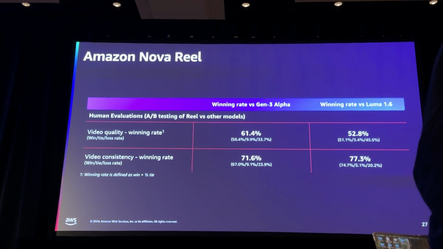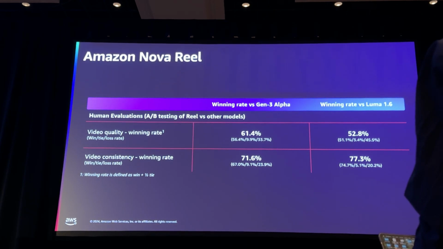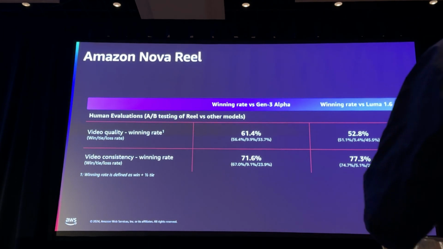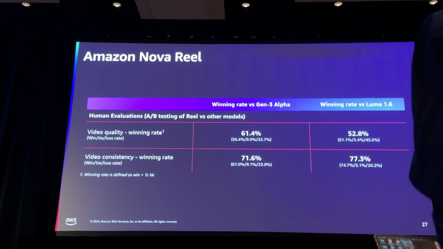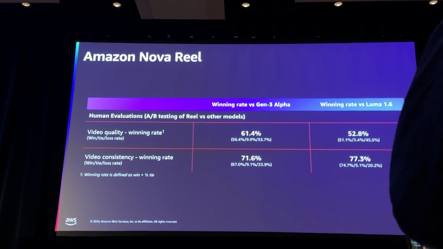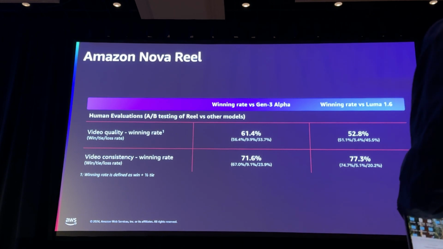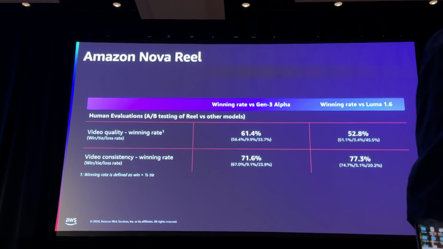The second aspect that we ask the annotators to look at is consistency. We want the foreground to be consistent and we want the background to be consistent, so it makes it very easy for you as customers to use our models. In terms of consistency, we did much better, and our winning rates are close to 71 to 78% compared to these other models. The entire details of this are also published in our technical report, and you can go and read from them as well.